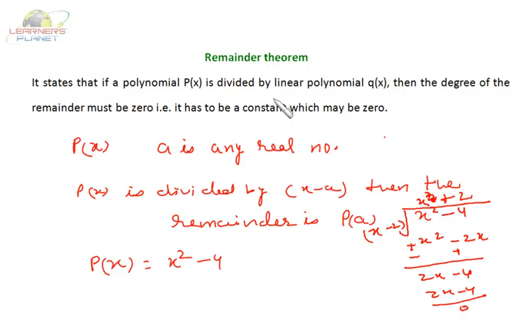And according to the remainder theorem, the remainder must be P(2). So I calculate P(2). That is 2 square minus 4, that is 0. So we have proved this through an example. We have to be clear that if P(x), any polynomial, is divided by x minus a, then the remainder is P(a).